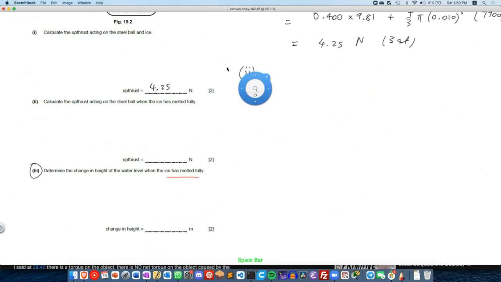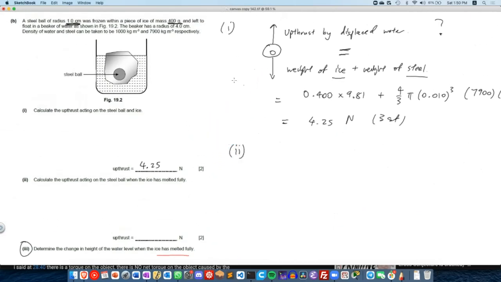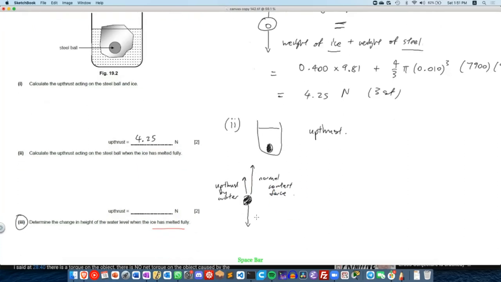So yeah, second part: calculate the up thrust acting on the steel ball when the ice is fully melted. So when the ice is fully melted, we're just left with a steel ball, and the steel ball will have sunken to the bottom. So when the steel ball is sunken to the bottom, if we consider the force body diagram on the steel ball, there are actually two forces towards the top. One is the up thrust by water, and one is the normal contact force. And then going down, there's the weight.